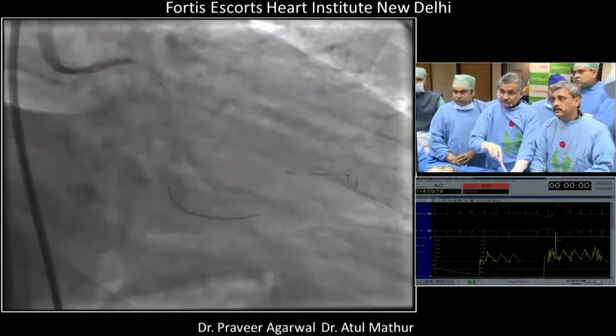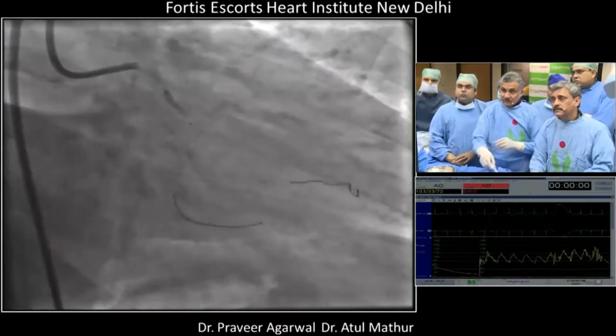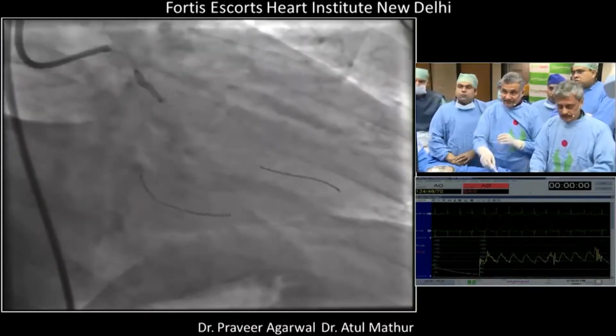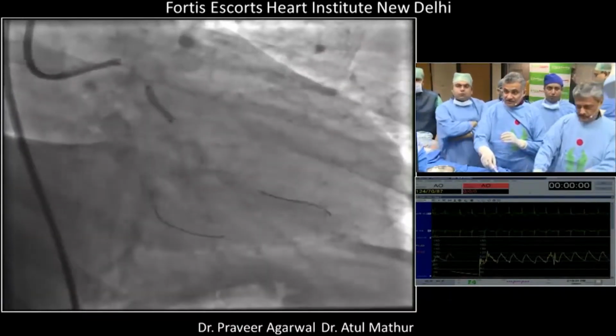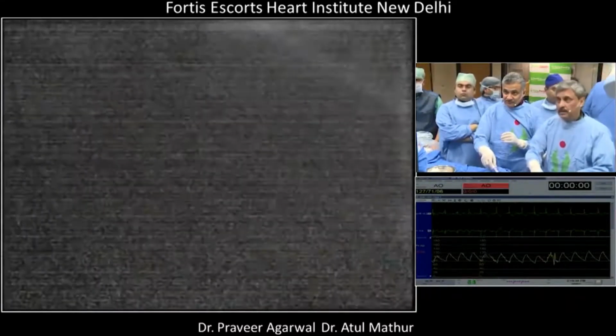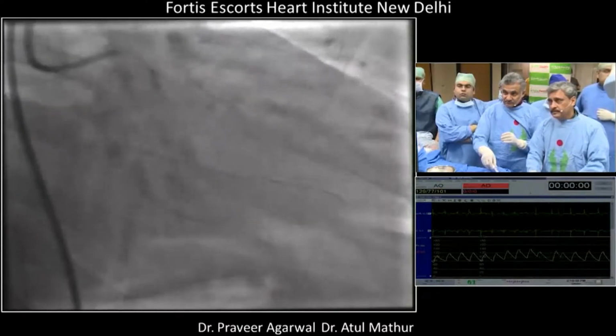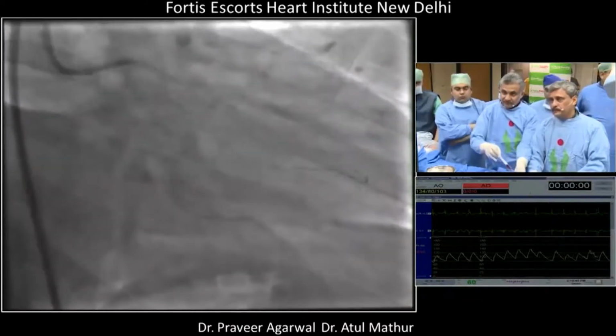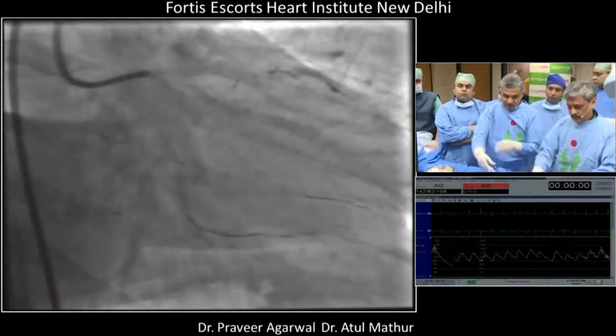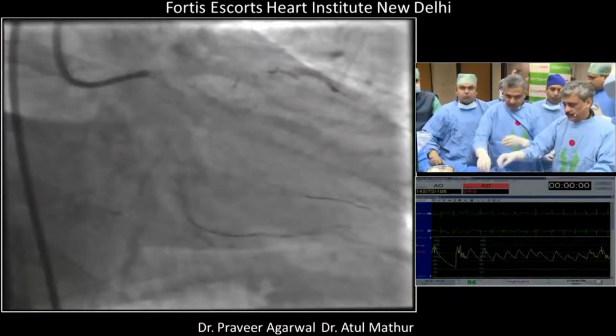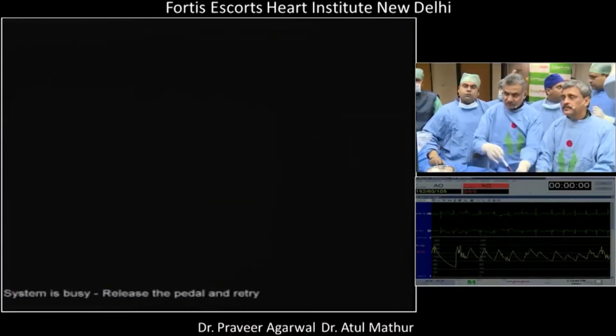1, 2, 3, 4, 5, 6, 7, 8. See that angulation? 8, 9, 10, 11, 12, 13, 14. Negative. Deflate. He's getting pain. Okay, take a picture. Have you dissected? You can take a small shot.